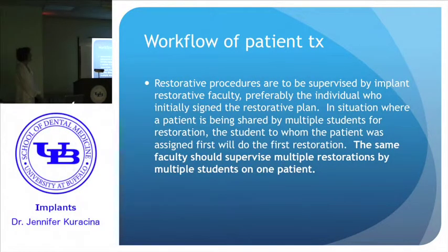Okay, so restorative procedures are to be supervised by implant restorative faculty, and it's obviously preferable that the person who signed off on things from the start be the one to follow things through, especially if the case has been transferred between students in different classes. If it's a situation where there are multiple adjacent implants being restored in the same patient, the same faculty should supervise that so that it occurs in an expeditious way.